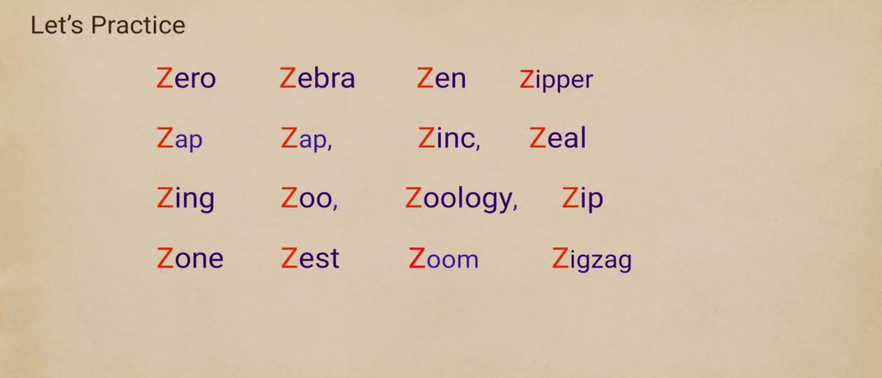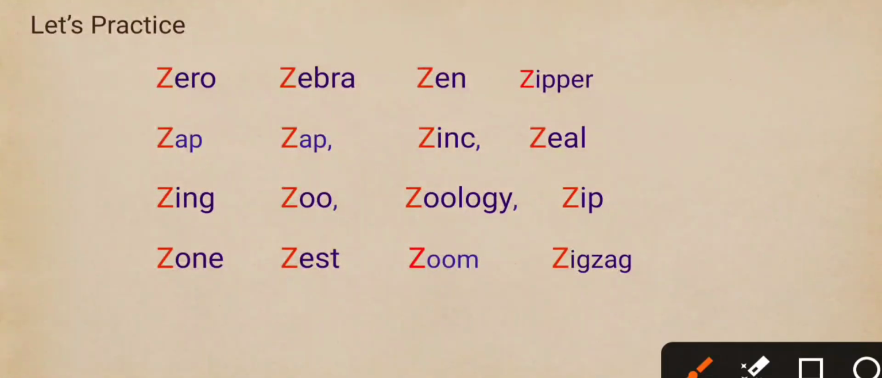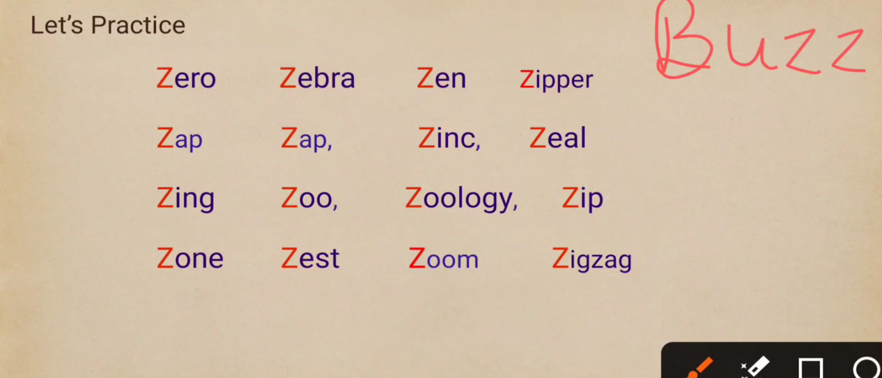So, the letter Z sounds as Z. Okay? Here one word. Here I write B-U-Z-Z. Sounds as buzz. Buzz.